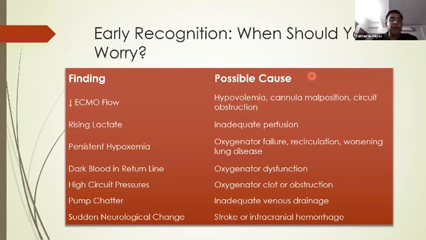So when should you worry? Well, early recognition is basically the key. Reduced ECMO flow may indicate hypovolemia, cannula malposition, or circuit obstruction. Rising lactate will indicate inadequate perfusion. Persistent hypoxemia will show oxygenator failure, recirculation in VV ECMO, or worsening lung disease. Dark blood in the return line suggests oxygenator dysfunction. Then high circuit pressure, which I've told you we monitor as the transmembrane pressure, suggests oxygenator clot or obstruction.